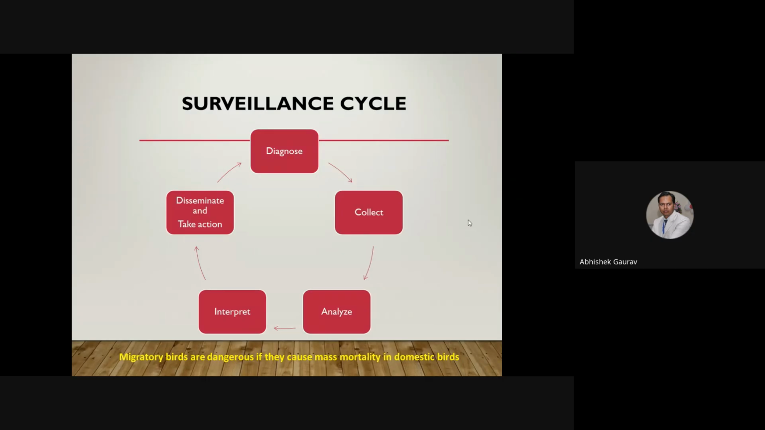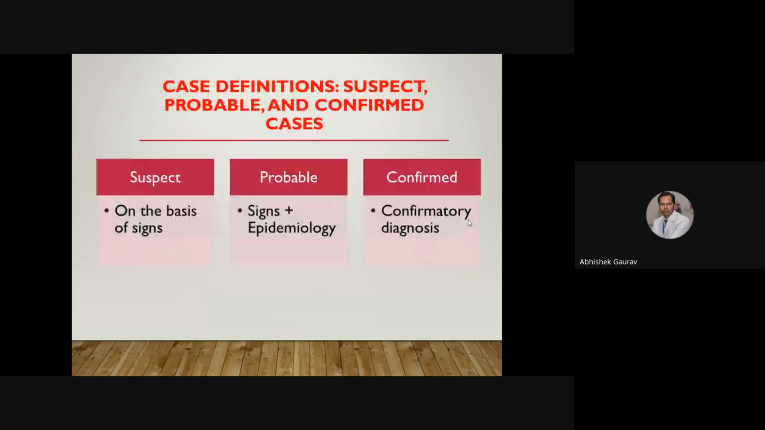This is different from monitoring. Monitoring simply means routine observation. You are recording the milk production, or wool production, or whatever production. So this is about monitoring. But surveillance means diagnosis, collection, analysis, interpretation, dissemination, and action has to be taken so that the disease can be controlled.